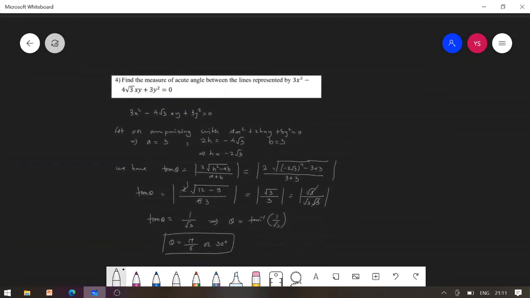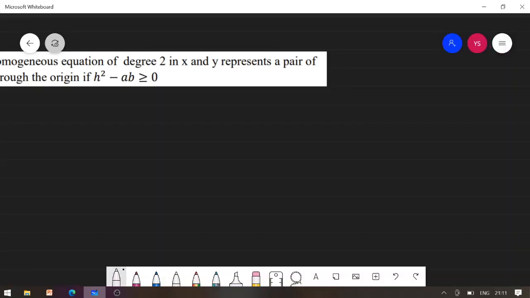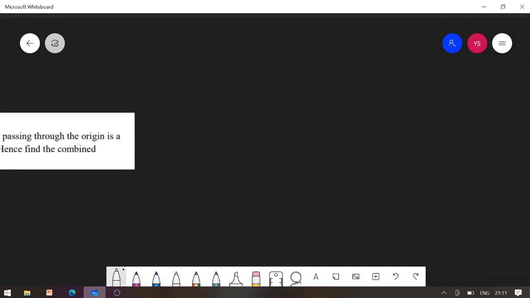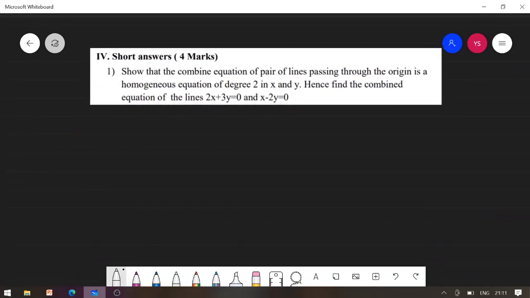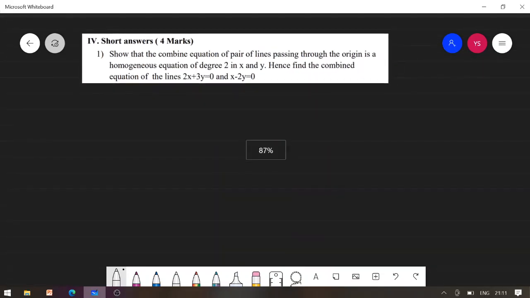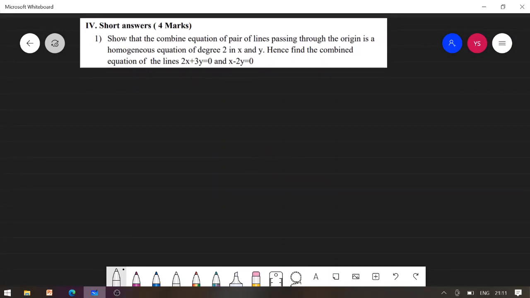Now look once carefully towards the next example we have, question number 4. Show that the combined equation of pairs of lines passing through the origin is a homogeneous equation of degree 2 in x and y. Hence find the combined equation of lines 2x plus 3y equals to 0 and x minus 2y equals to 0. So it is the standard proof we have.